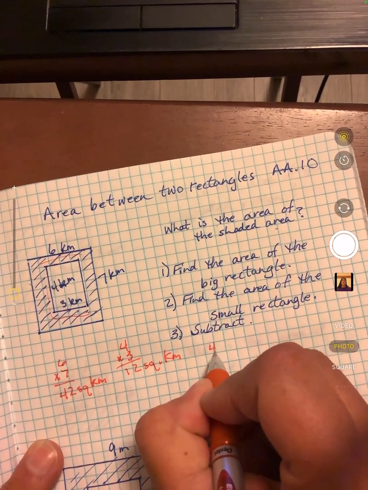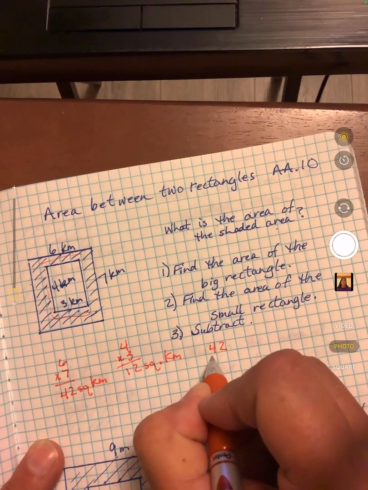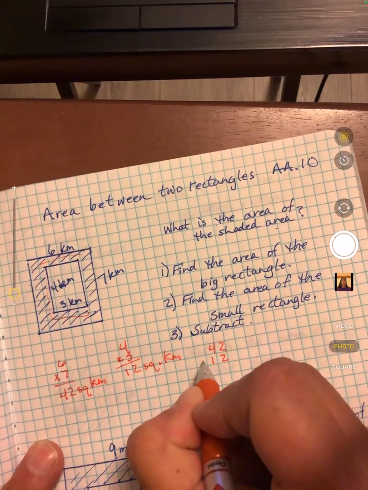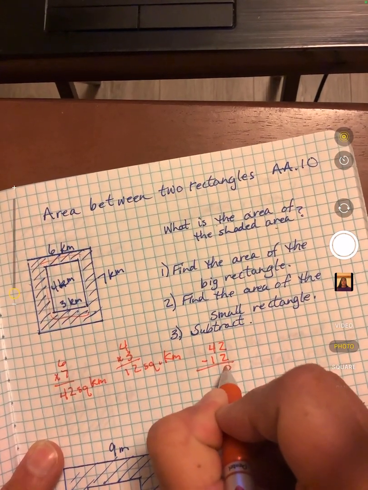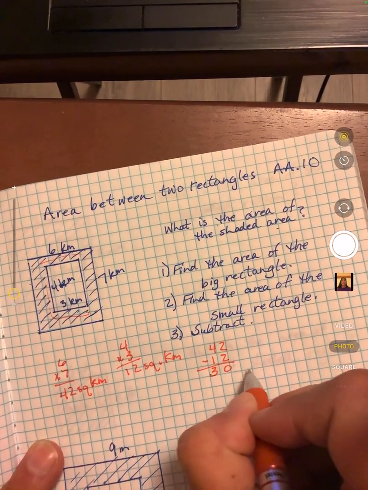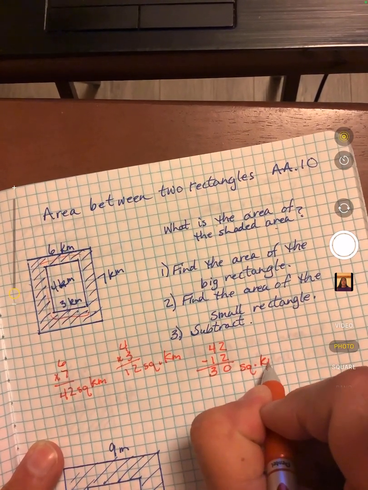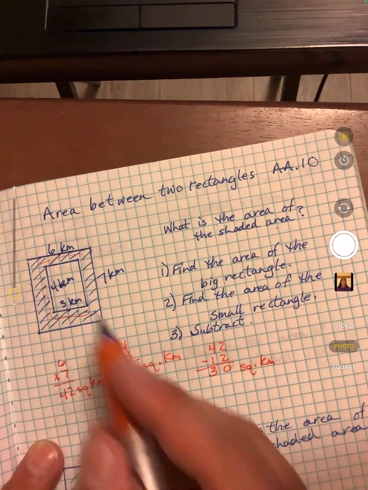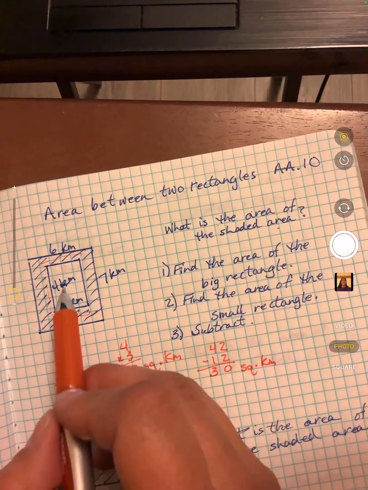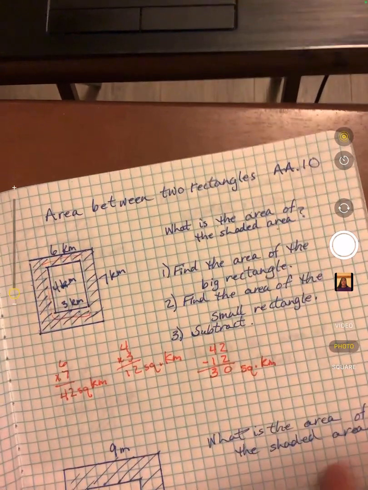So 42, remember we put the big number on top, minus 12, 30, 3 square kilometers. Okay, so multiply the outside numbers, multiply the inside numbers, and then subtract.